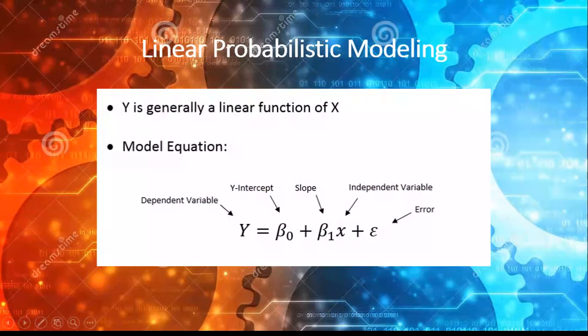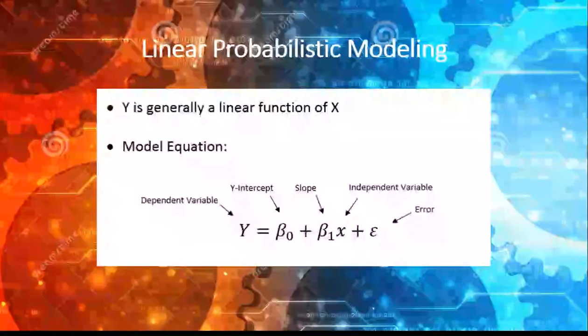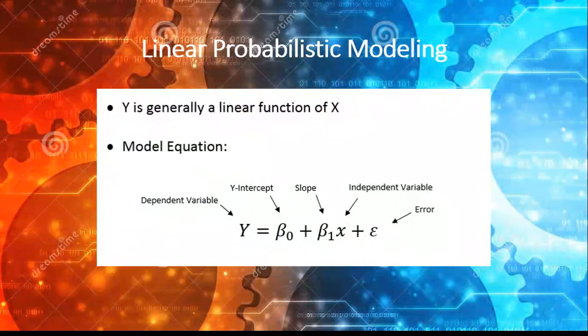A linear probabilistic model is useful specifically when the value of y is generally a linear function of x, hence the name linear probabilistic modeling. It is described using the model equation here where y is the dependent variable, beta sub 0 is the y-intercept, beta sub 1 is the slope of the linear regression line, x is the independent variable, and epsilon is the random error associated with each data point which corresponds to the vertical distance above or below the regression line.